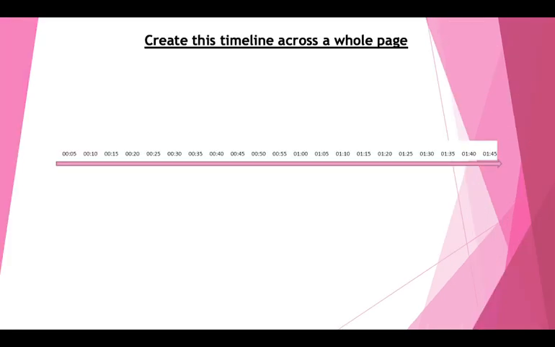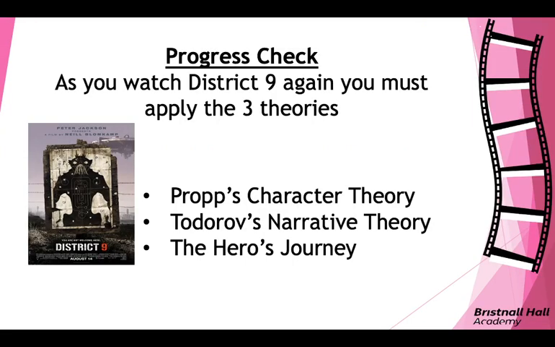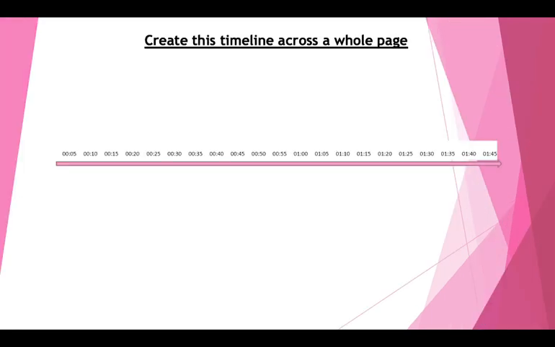I want you to create this timeline over a sheet, two sheets of paper perhaps, or landscape across one. It depends. Right across the middle, so that you can annotate it really clearly. In the past, people have made sure that they left enough space. You will use probably the whole sheet to get this done. You'll be analysing how Propp's character theory, Todorov's narrative theory, and the hero's journey are used in the film. Now let's quickly go over those.